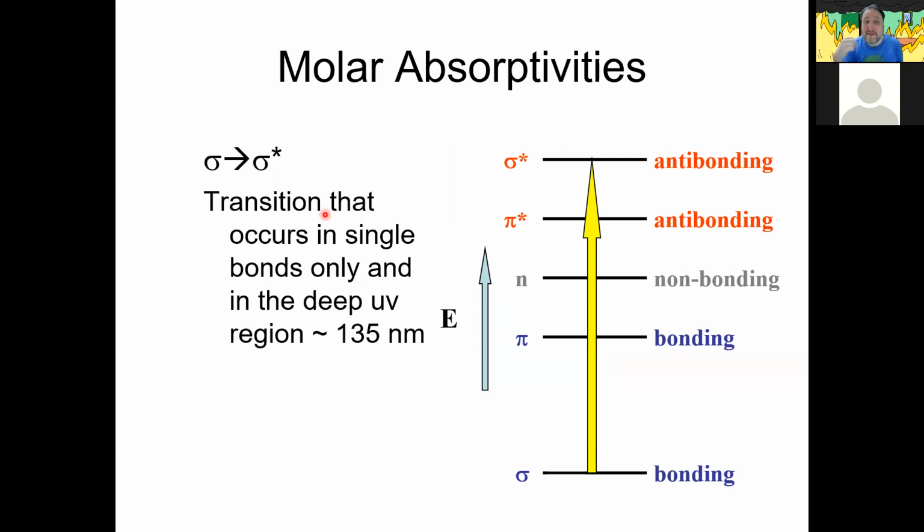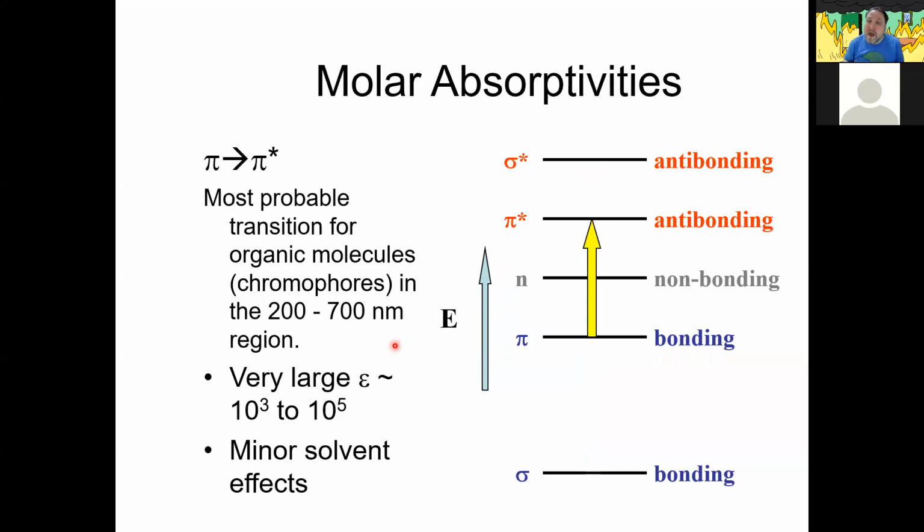If you were looking at the sigma to sigma star transition, that's going to occur in single bonds only. These are sigma bonds, those are primary bonds, and they're going to be in the deep UV region. So if you're going to see an absorbance for that single bond, it's going to be in the UV. That's a pretty strong bond. If you need to excite something in there, it's going to be pretty high energy, and that's going to be about 135 nanometers. That's pretty short.